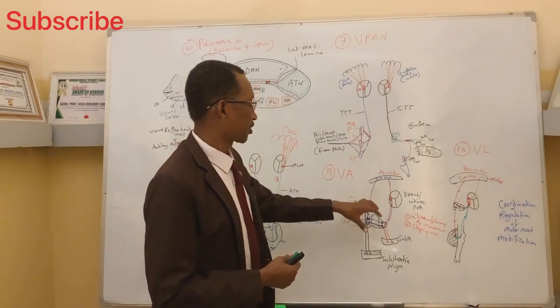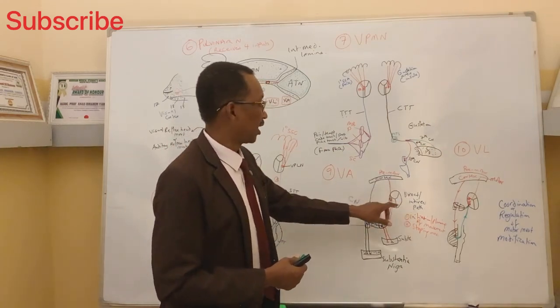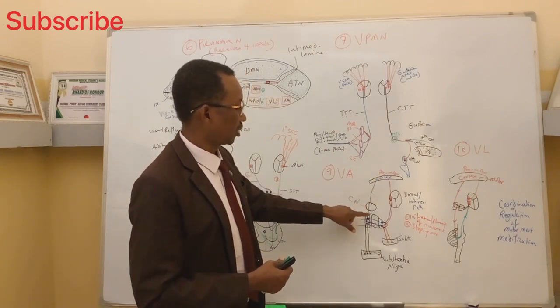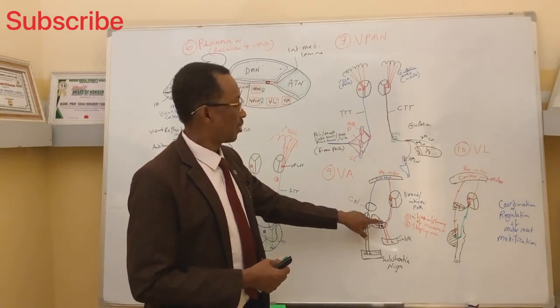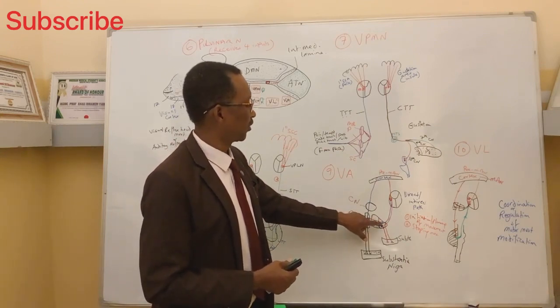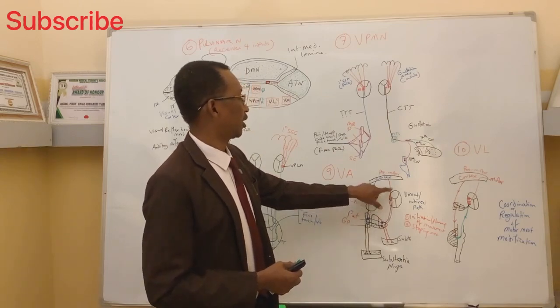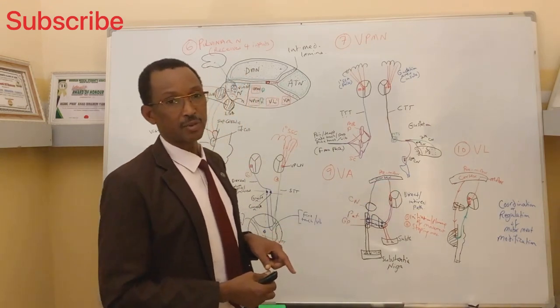So both these pathways, the first one is called the direct pathway. That means from the premotor cortex through the caudate nucleus to the putamen, from the putamen to the globus pallidus interna, from the globus pallidus interna to the ventral anterior nucleus, then from there to the motor cortex. That is what is called the direct pathway.